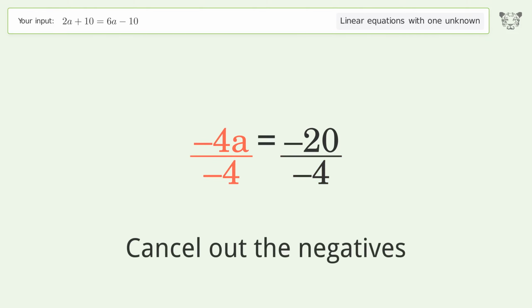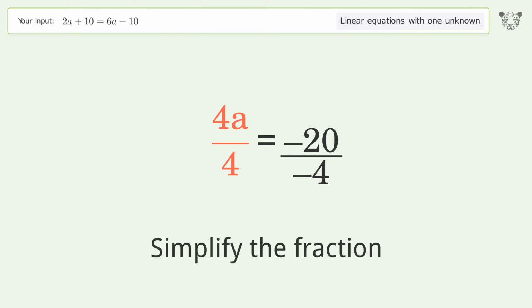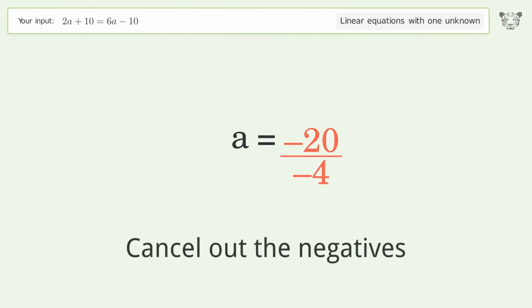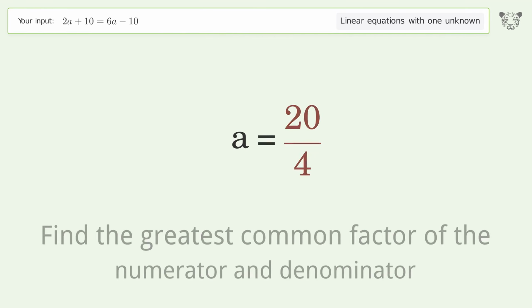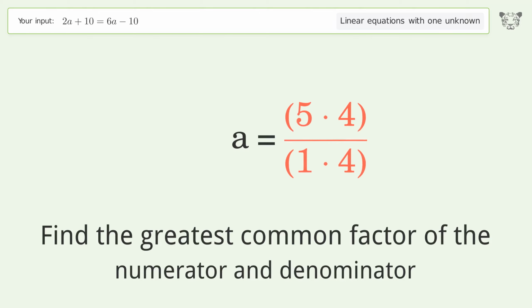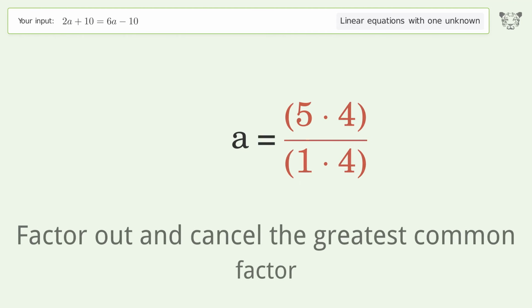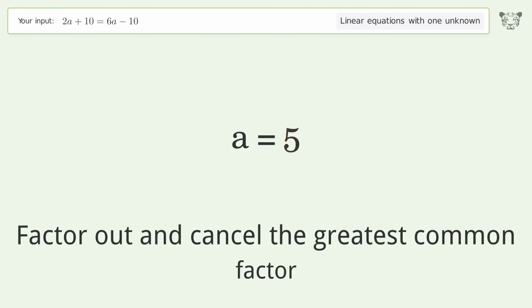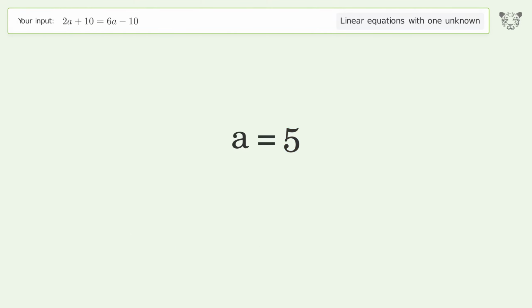Cancel out the negatives. Simplify the fraction. Cancel out the negatives. Find the greatest common factor of the numerator and denominator. Factor out and cancel the greatest common factor. And so the final result is a equals 5.